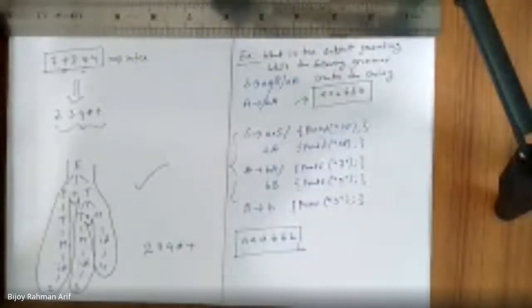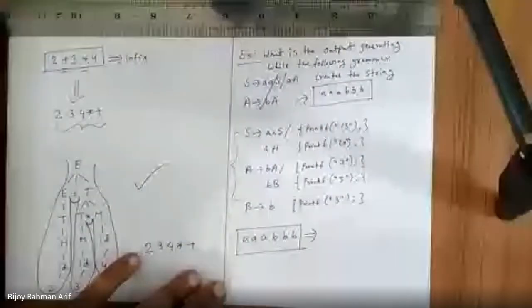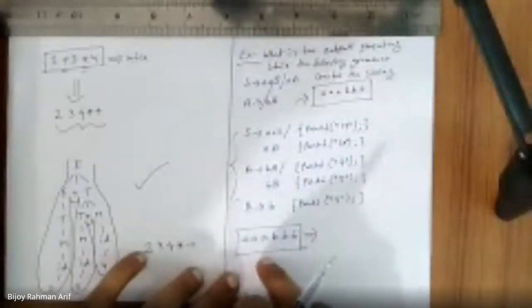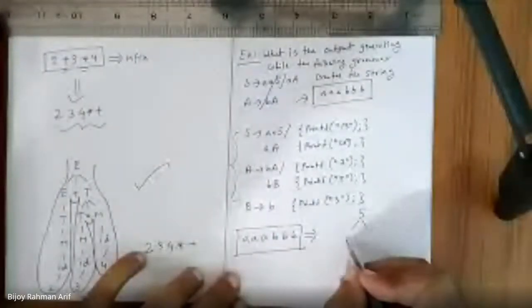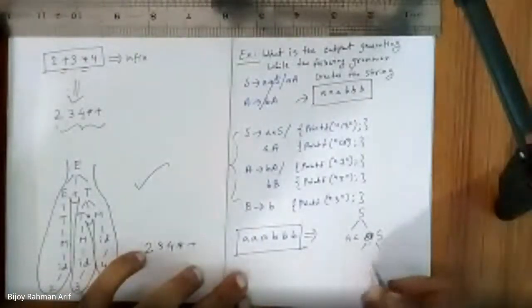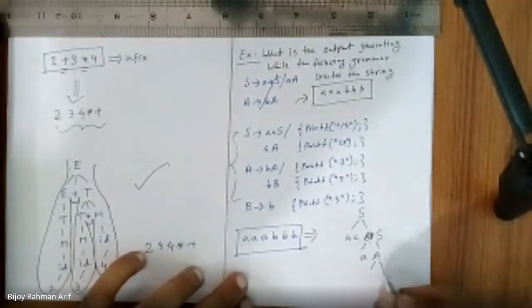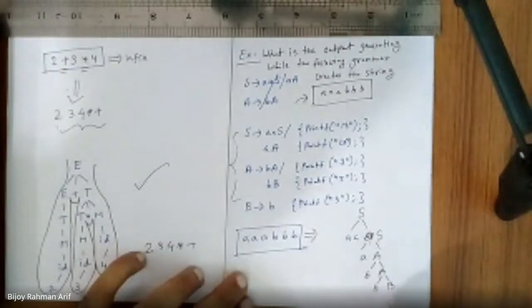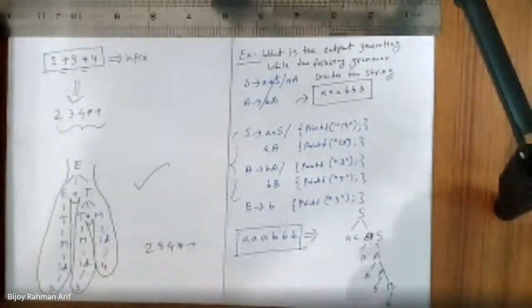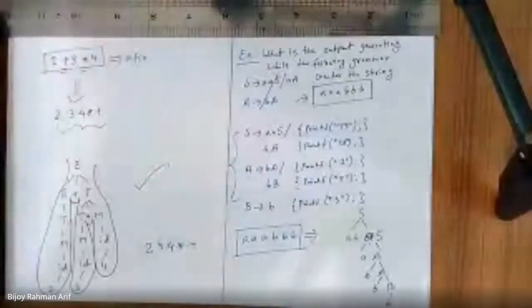You have to draw the parse tree for this string. So what is the parse tree for AAS? S derives A, capital A derives, S derives then capital A, then this A derives BA, this A derives BB, finally this B derives B. So I generate triple A, triple B. Now, what is the output generated?